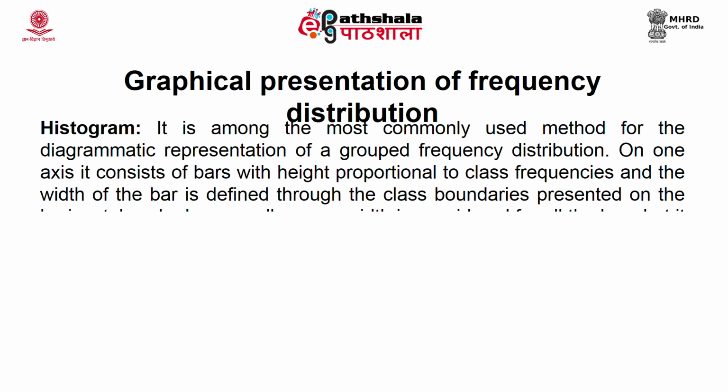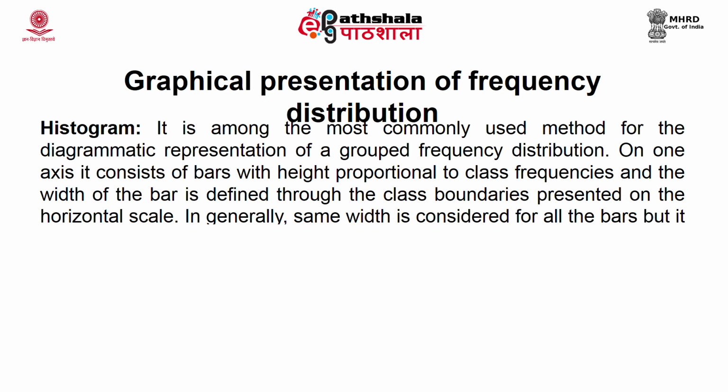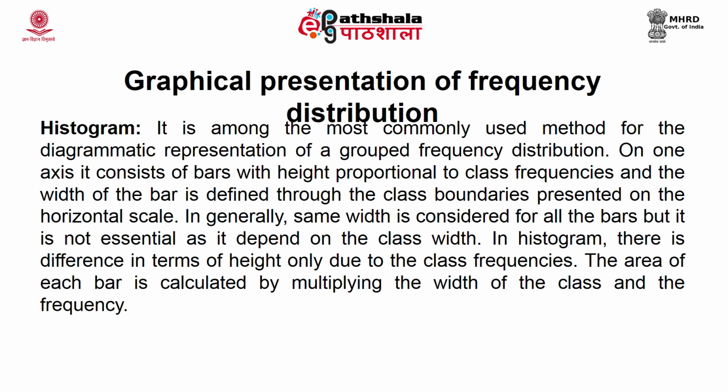First, starting with histogram. This is the most commonly used graph that you can easily see in the literature. It is among the most commonly used methods for the diagrammatic representation of a grouped frequency distribution. On one axis, it consists of bars with height proportional to class frequencies, and the width of the bar is defined through the class boundaries on the horizontal scale. Generally, the same width is considered for all the bars, but it is not essential, as it depends on the class width. In a histogram, there is a difference in terms of height only due to the class frequencies.